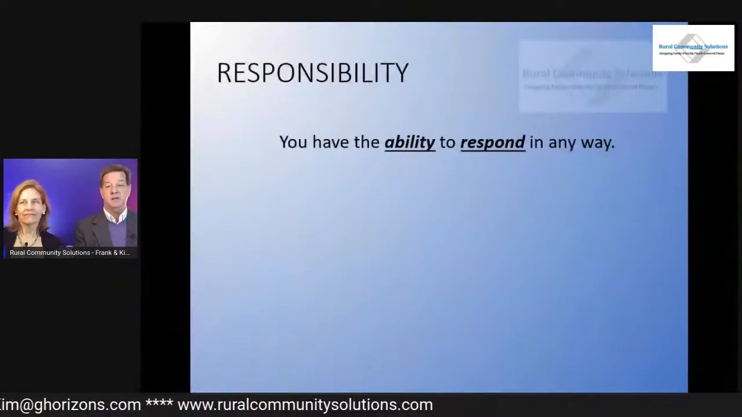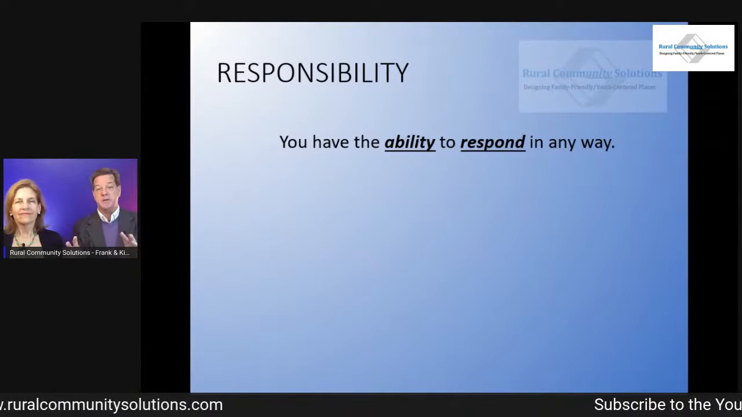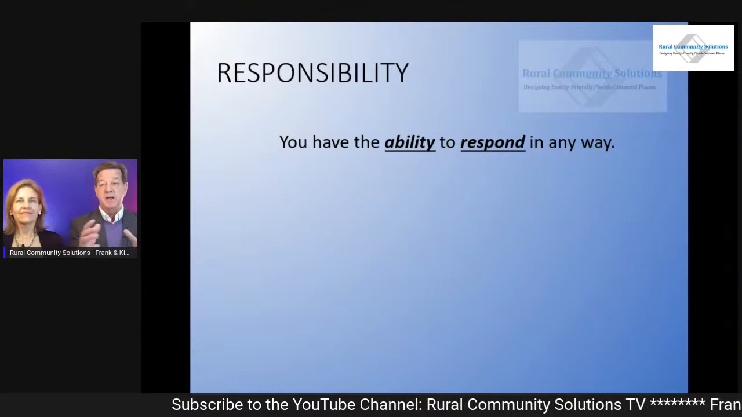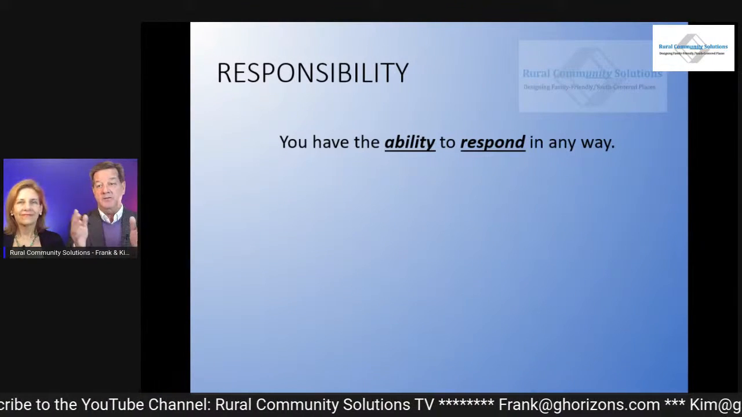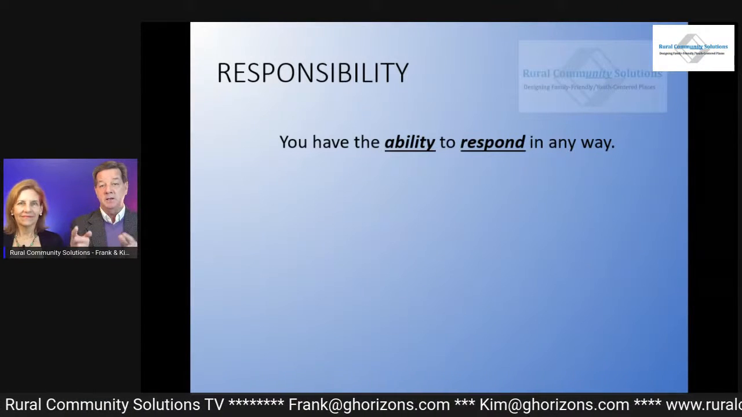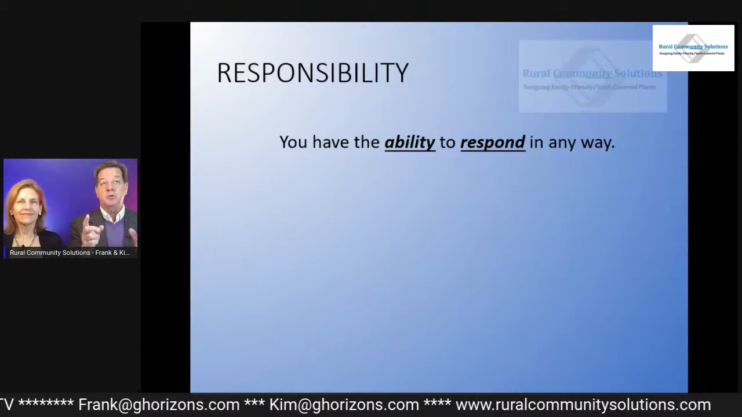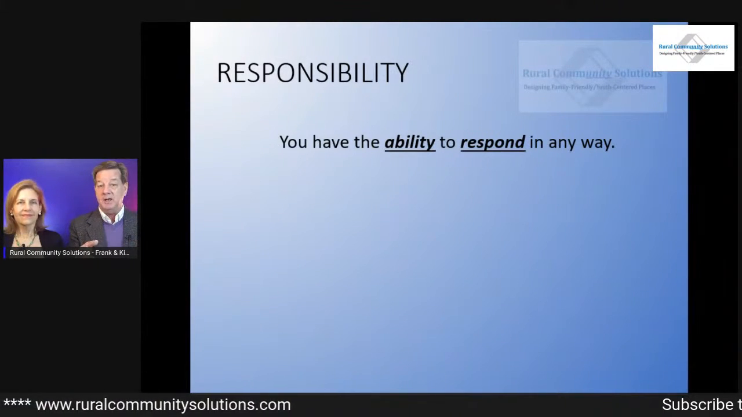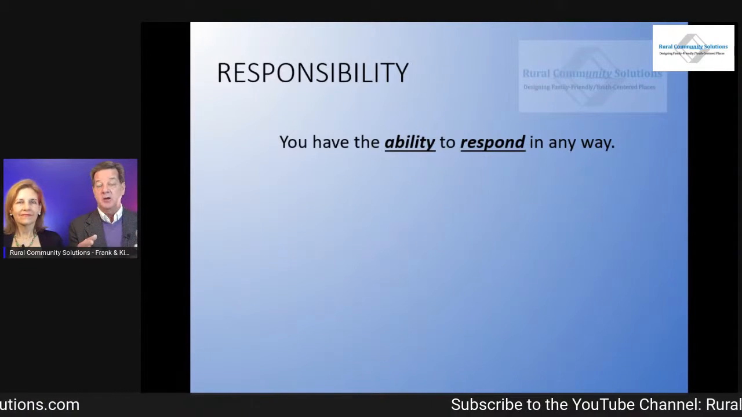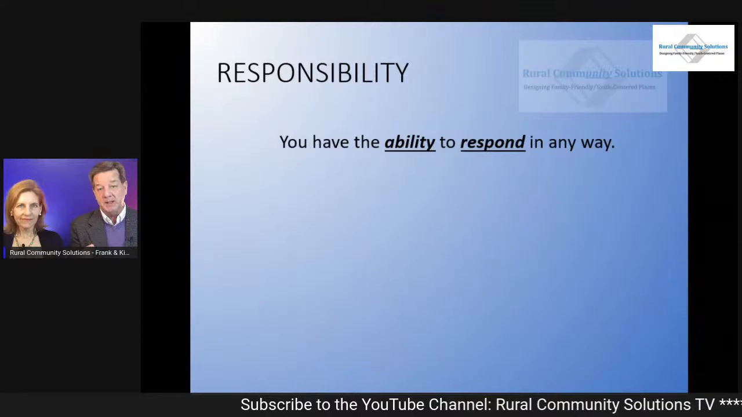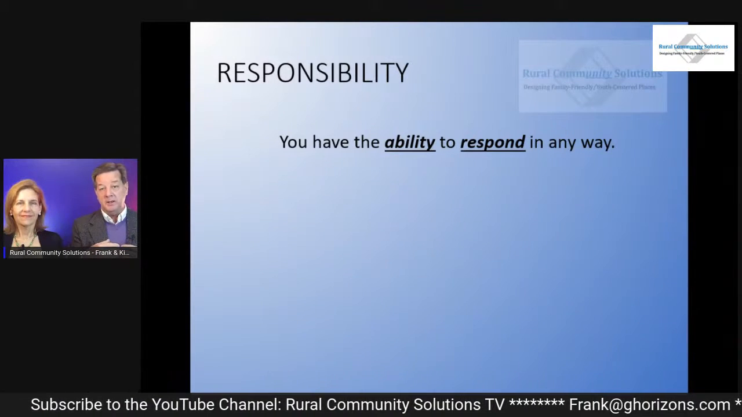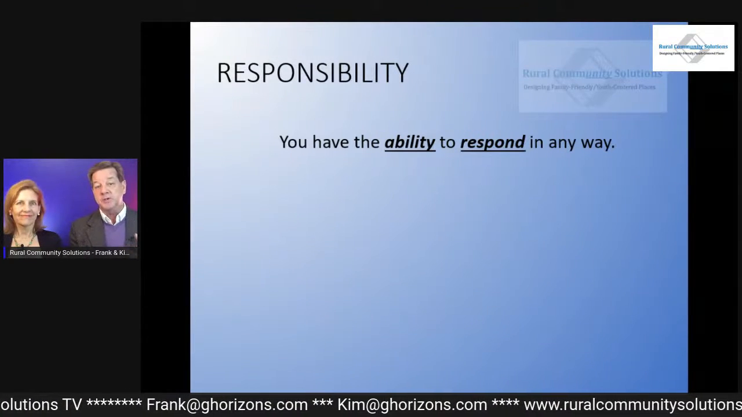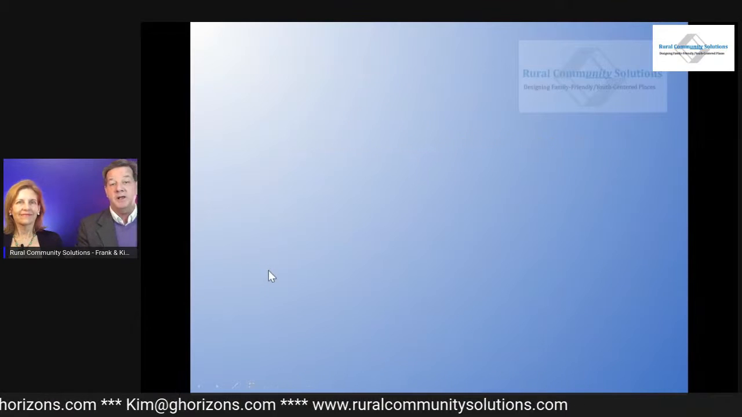Right. And so we have this saying that you have the ability to respond in any way. So take that word responsibility and dissect it. You have the ability to respond in any way. So take failure, take a loss. You have the ability to blame somebody else for that loss, for that failure, or you have the responsibility to accept your role in that failure. You have the ability to respond in any way. Now, the way that you respond is the way that you're going to have an outcome come out.